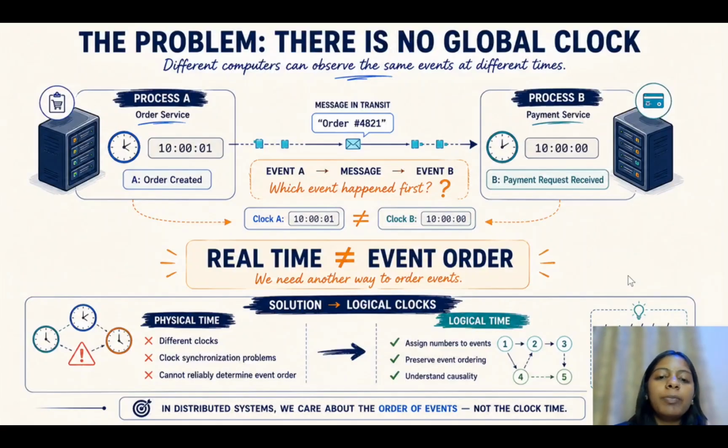So the entire topic can be remembered in one statement: architecture organizes components, communication connects them, and logical clocks help us understand the order of the events.